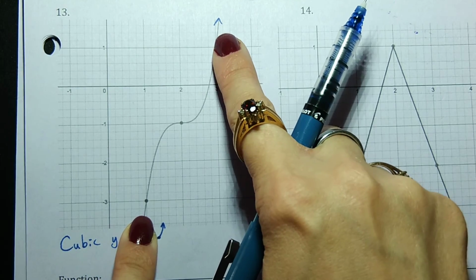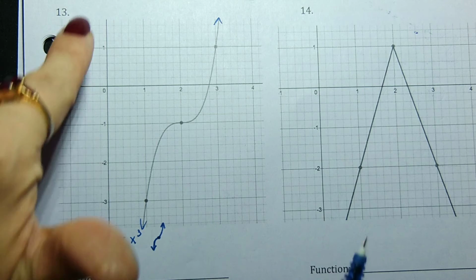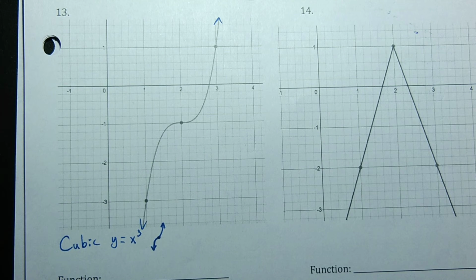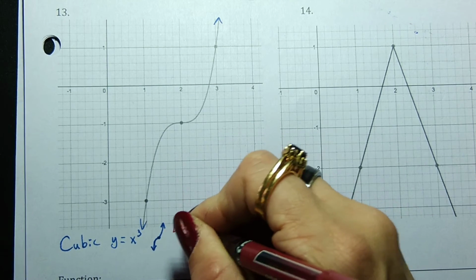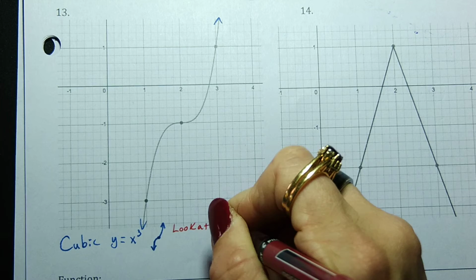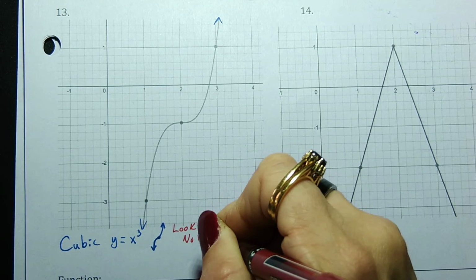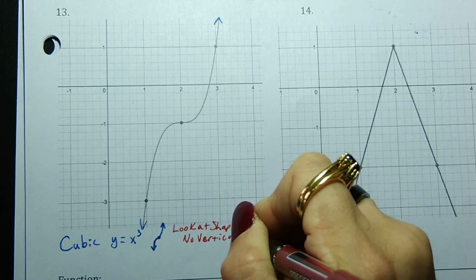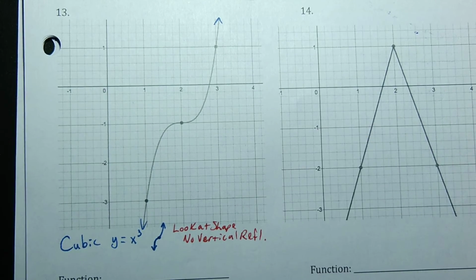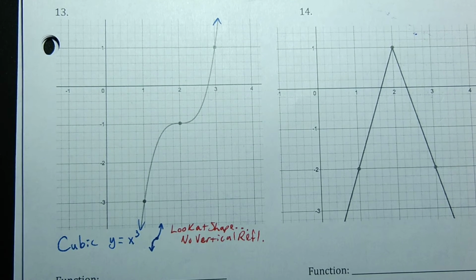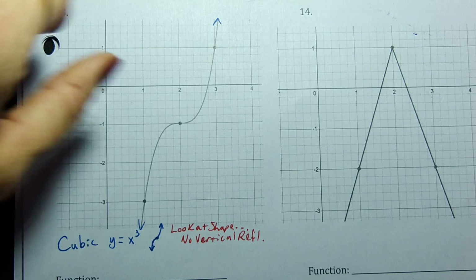Does it look like we have vertically flipped it so that this part is curving down and that part is curving up? Nope, the shape looks exactly the same. So look at shape. No vertical reflection. So vertical reflections, you just kind of eyeball.